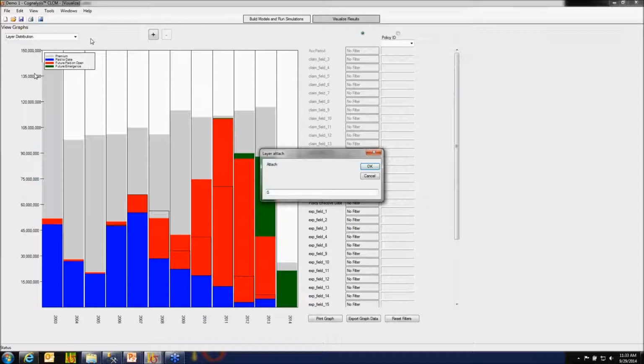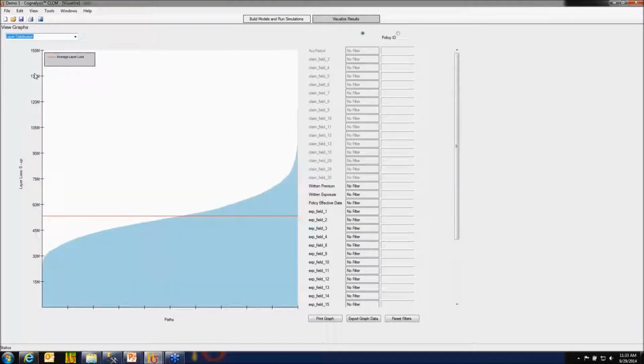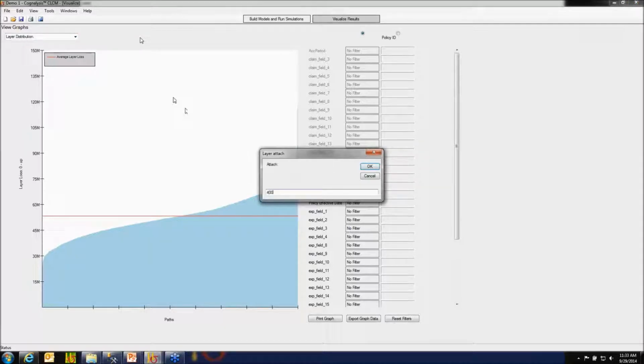This is going to look at emergence and say from 0 to infinity, what are we saying for the distribution of that future emergence? We've got a mean here that's a little more than 50 million. We've got a distribution there. But we also can look at that for a specific layer. And so let's look at that for the layer from, let's say, 4 million to 5 million.